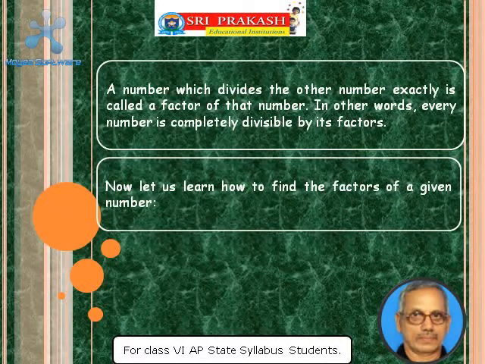Let me repeat. A number which divides the other number exactly is called a factor of that number. In other words, every number is completely divisible by its factors. Now, let us learn how to find the factors of a given number.